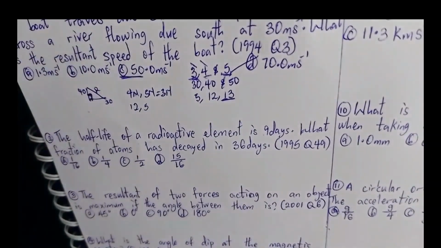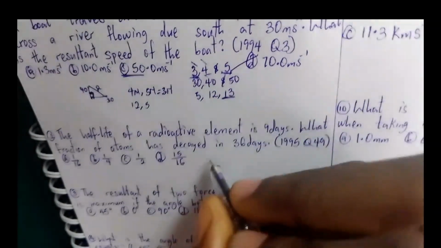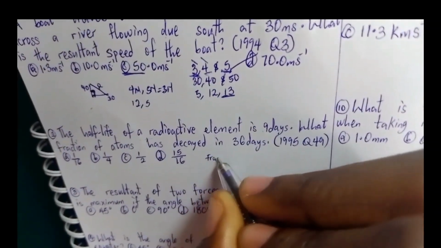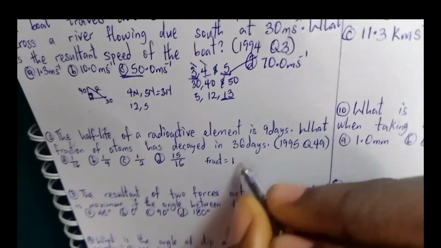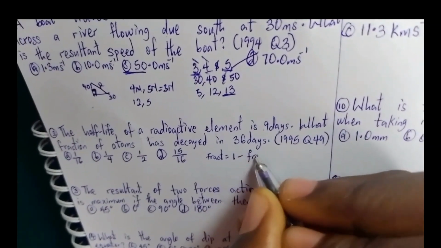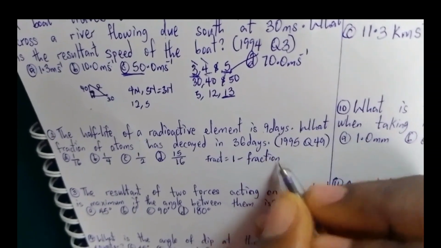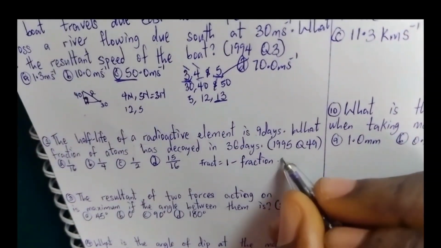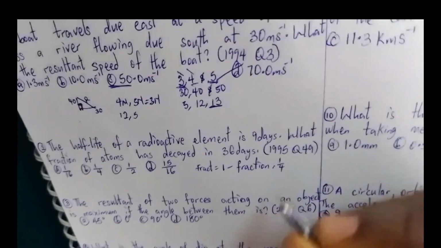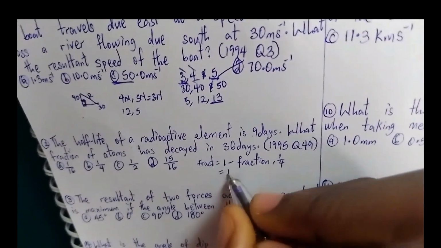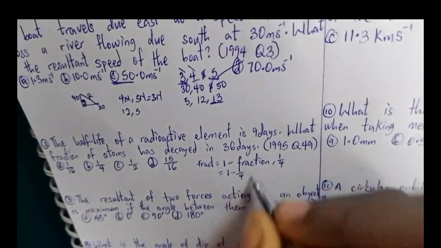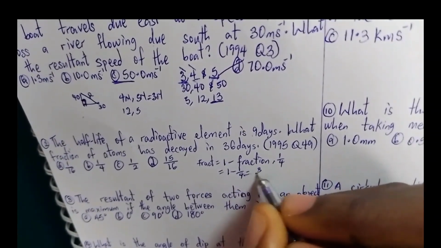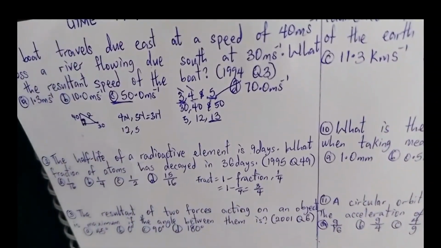Now when we talk about fraction that has decayed, the formula is usually fraction that decayed equals 1 minus fraction that remains. Assuming the fraction that remains is 1 over 4. So fraction that has decayed is going to be 1 minus 1 over 4. Now if you solve this, you are going to get 3 over 4. Let me explain the secret behind this.